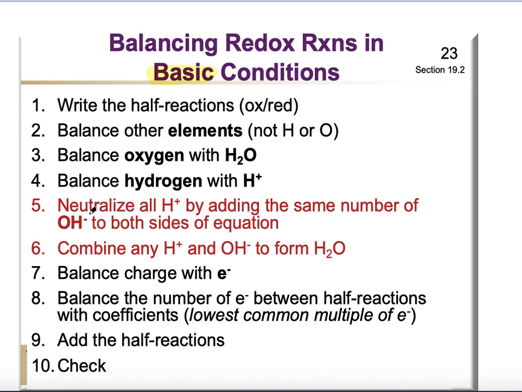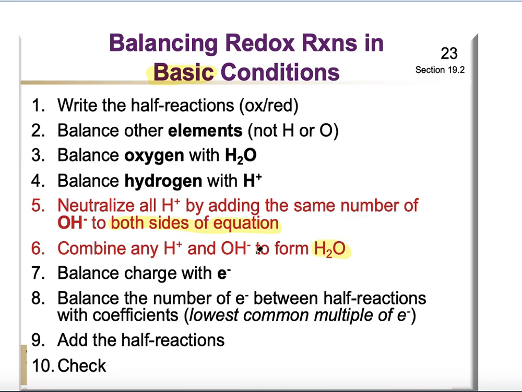sides of the equation. Notice this thing about both sides of the equations. That means that, for example, if I had 4 H pluses on one side, I will be adding 4 hydroxide ions to the left and 4 hydroxide ions to the right. That means I have the same number of hydroxides as I had H pluses, but I add them to both sides of the equation. We will then combine any H pluses and OH minus that are on the same side, and they're going to come together to form waters.